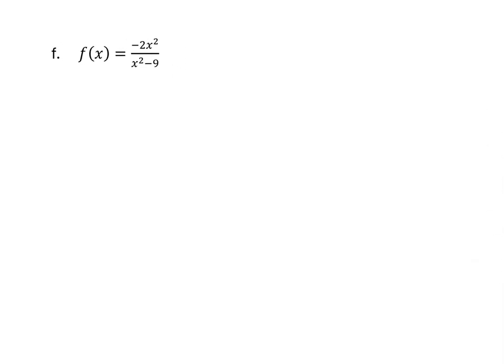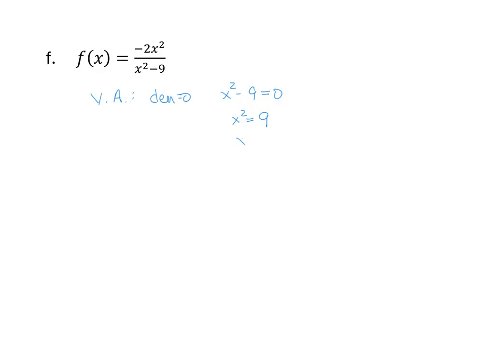All right, the next one, we have f of x equals 2x squared over x squared minus 9. Okay, we're going to go ahead and start with vertical asymptotes. And if we set our denominator equal to 0, we get x squared minus 9 equals 0. We get x squared equals 9. And when we take the square root, we get plus or minus 3. And again, because these are equations, not numbers, we do want to separate them.